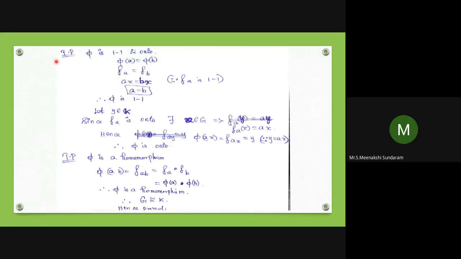In the codomain, I can choose 2 elements with pi of A equal to pi of B. Then we can take fA equal to fB, because pi of A equal to pi of B means, by the definition of pi, fA equal to fB. fA means AX equal to BX. But fA is 1 to 1, which we have already proved. fA is 1 to 1. Then AX is cancelled, so A equal to B. Therefore pi is 1 to 1.